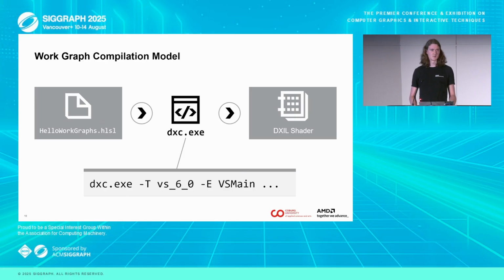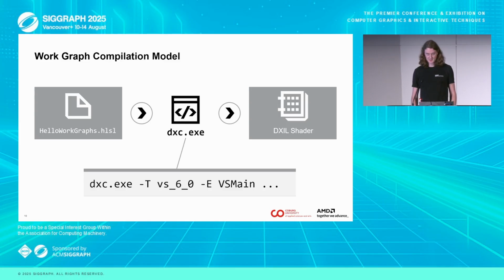Before we can discuss how we can run this as a graph, let's quickly look at the compilation model for work graphs. Before, if you wanted to compile an HLSL file to be used as a shader, for example a vertex shader, you would use the DirectX Shader Compiler for this. You call it with a target, for example vs_6_0 for vertex shader in shader model 6.0, and then you also specify the entry point into your shader. So you said, okay, I want you to compile this function as a vertex shader.